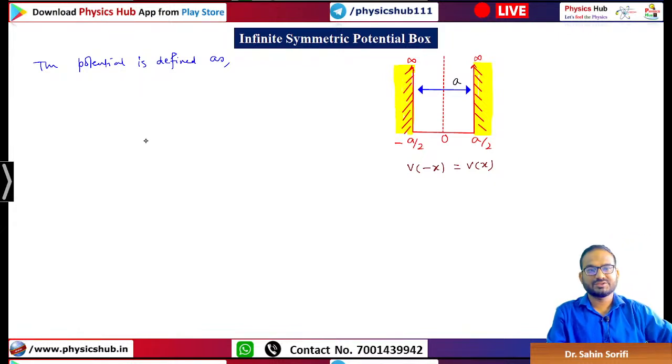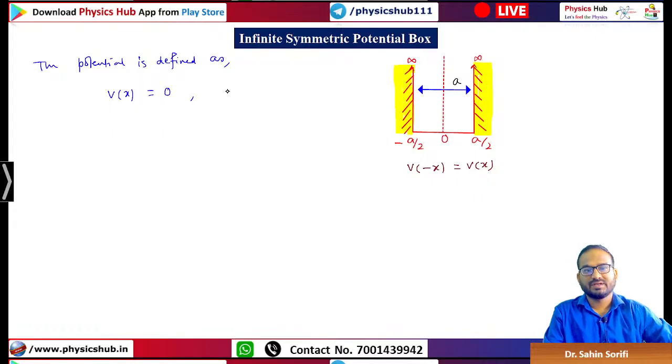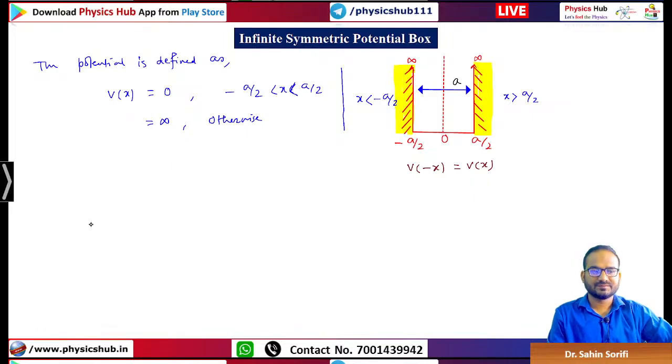How do you define the potential? So here V of x is equal to 0 when x is between minus A by 2 to plus A by 2, and it is infinity otherwise. Otherwise means this region, x greater than A by 2, and this region, x less than minus A by 2. In these regions the potential is infinity.